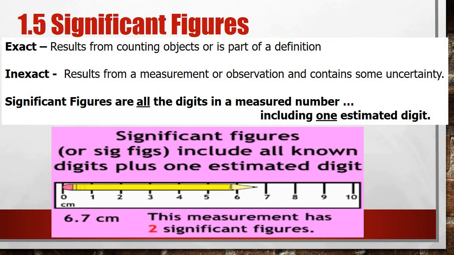That would be like the pencil down here at the bottom. I can tell that it is 6 centimeters for sure, but it's not 7. So it's somewhere between 6 and 7. So my sure number is the 6. I have to estimate the 0.7 that they've got here. I always include all the known digits plus 1 estimated. Okay, so this one, 6.7, has 2 significant figures because 0.7 is the best guess that I can have.